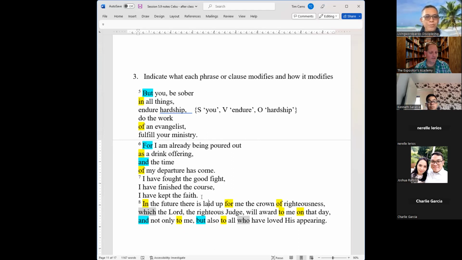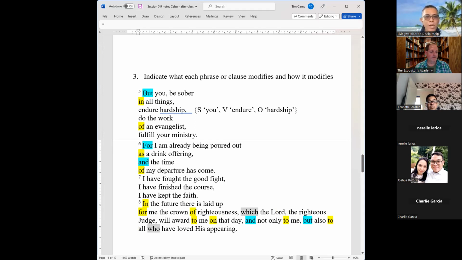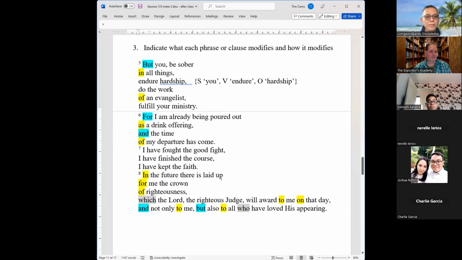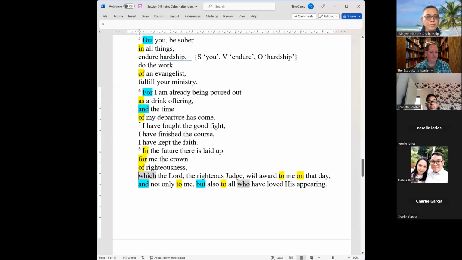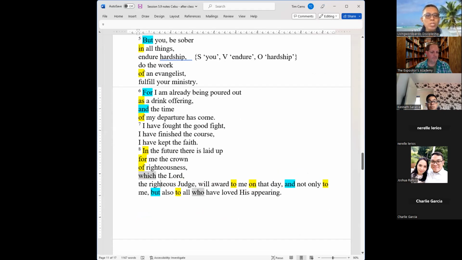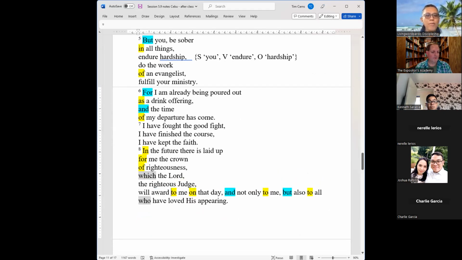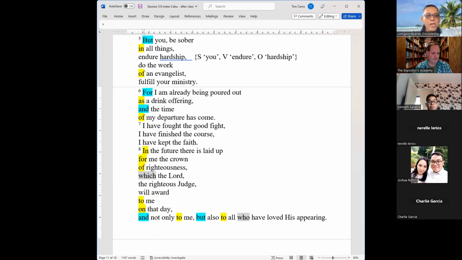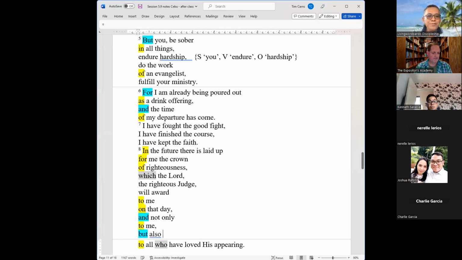In the future, there's laid up for me the crown of righteousness, which the Lord, the righteous judge. Now you could divide it here if you wanted. There's the commas there. I guess we can do that. Will award to me, to, on, and, to, but, to, and then who.